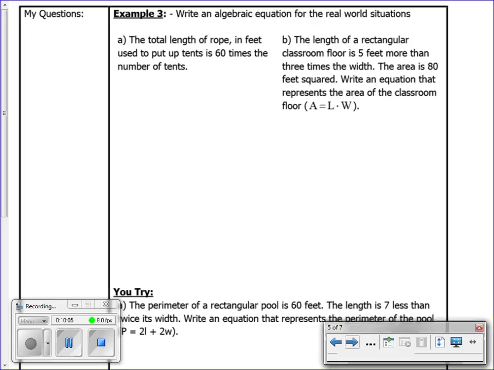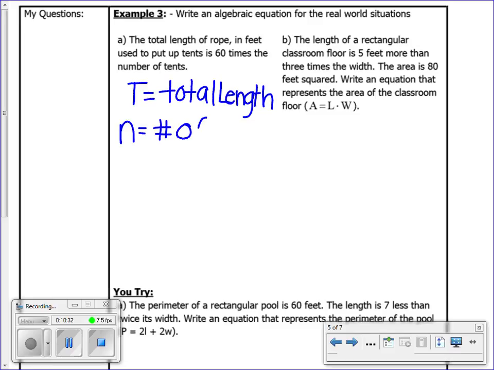The total length of rope in feet used to put up tents is 60 times the number of tents. So we have the total length of the rope. So T, let's make that the total length. Is used to put up tents is 60 times the number of tents. Let's make N the number of tents. And 60 times, so that's saying 60 times the number of tents, N equals how much rope you need. So that would be T, the total length of rope. And then that's all we have to do.